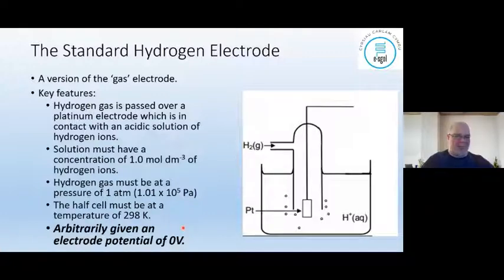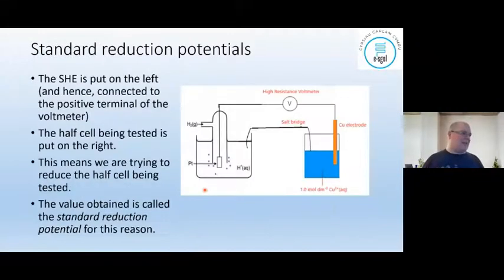That means we can compare every other half cell that we have to that one. By having a standard electrode with a potential of 0, we then start to put together a series of standard reduction potentials. By putting the standard hydrogen electrode on the left, connected to the positive terminal of the voltmeter, and the half cell being tested on the right, we test every single half cell fairly, and we can compare them all to each other.